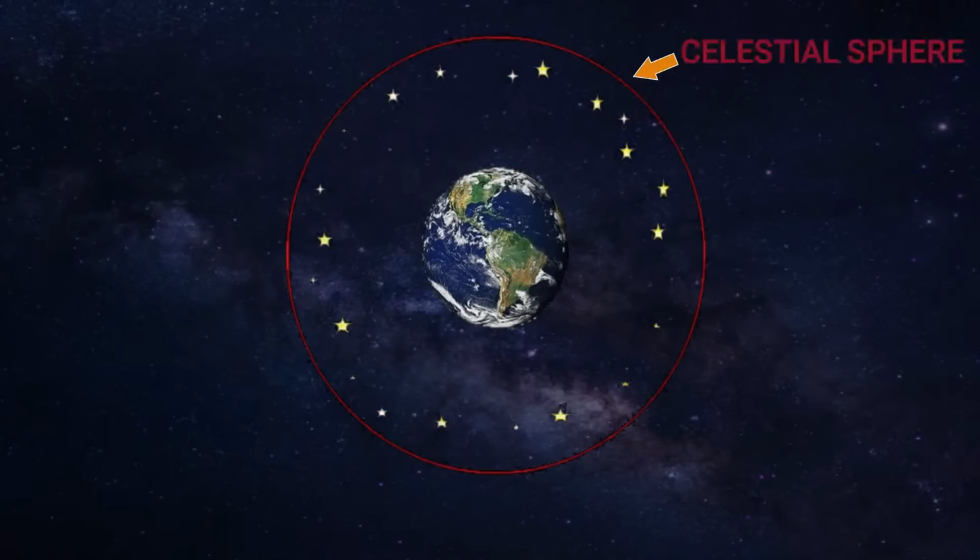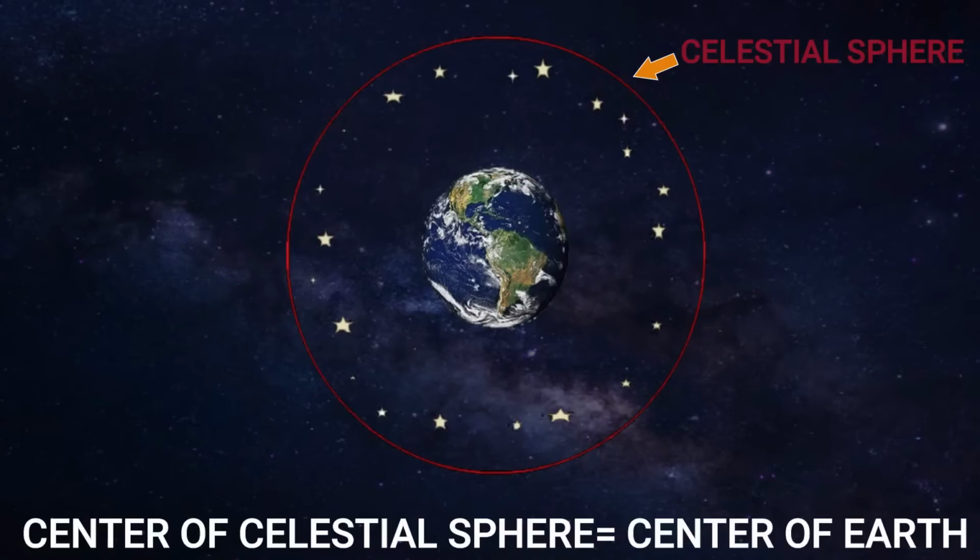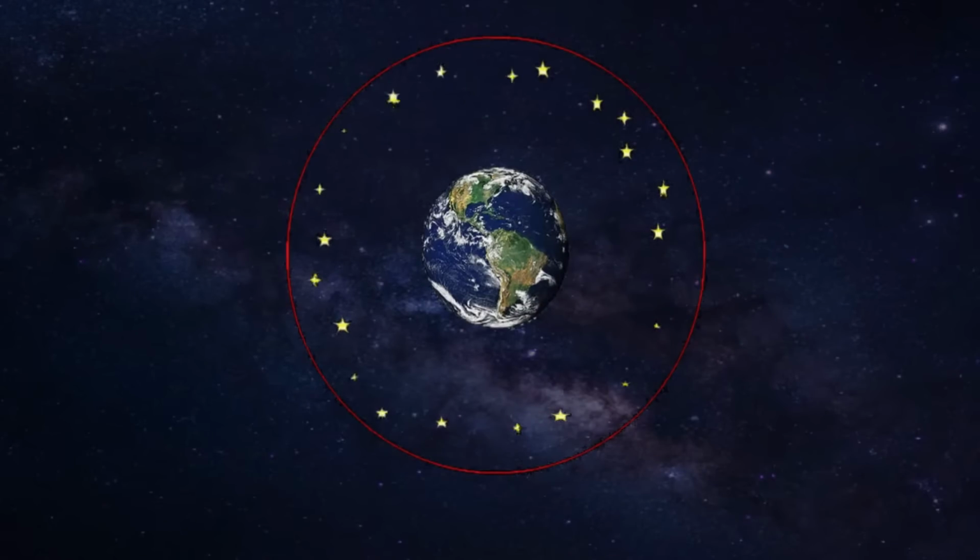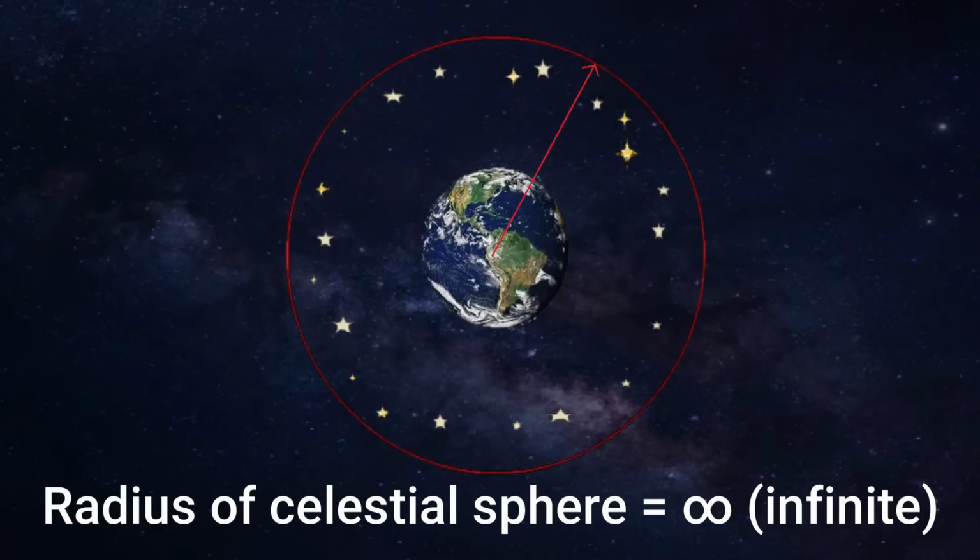Celestial sphere. This is an imaginary sphere which contains all heavenly bodies, also called celestial bodies. The celestial sphere is concentric with the Earth. That means the center of the celestial sphere and the center of the Earth are the same. Due to the vast distances between celestial bodies, a celestial sphere can be considered to be of infinite radius. All celestial bodies appear to be projected inside the celestial sphere.